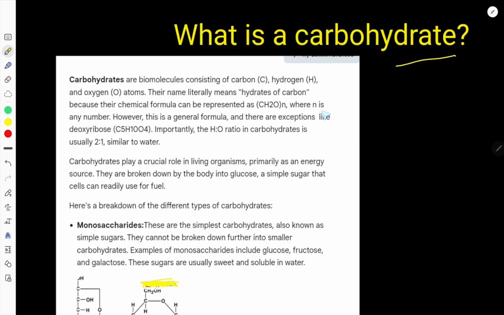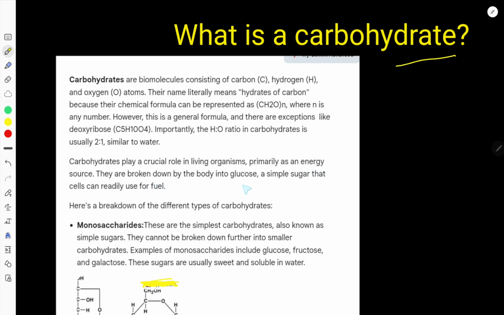Here n is any number. For glucose, the number n is 6, then we are getting C6H12O6. However, this is a general formula. There are exceptions like deoxyribose. Importantly, the hydrogen to oxygen ratio in carbohydrates is usually 2:1, similar to water, 2:1. Carbohydrates play a crucial role in living organisms, primarily as an energy source.